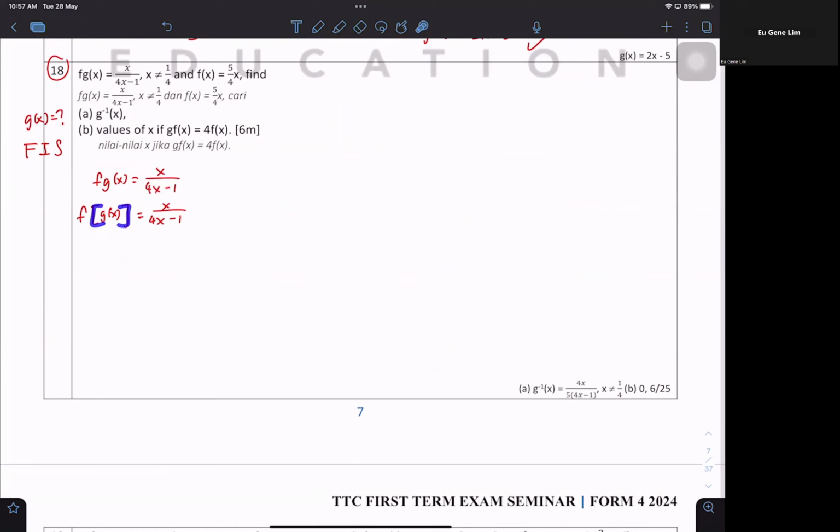Sub to where? Understand? This box, this bracket belongs to function F. So of course we need to sub into function F, right? You take the bracket GX, it doesn't matter how it looks like, sub into the x. The basic of function, the first thing I showed you. So if you take the GX and sub into the x, the function becomes what? It becomes 5 over 4 GX.